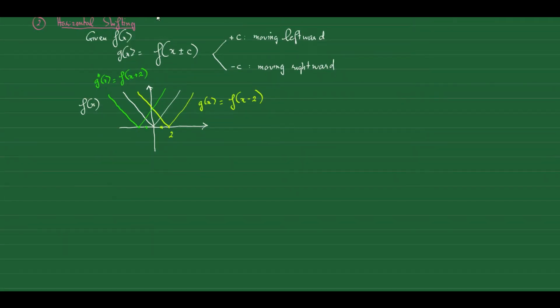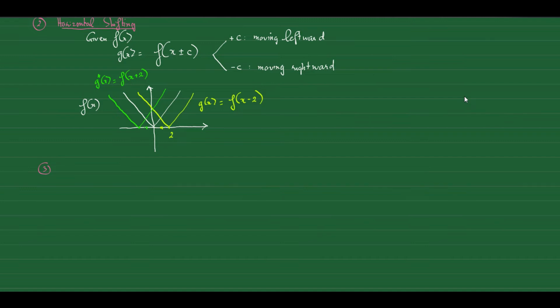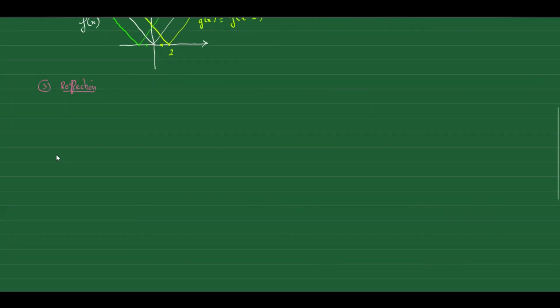Number three. The new type of transformation is the reflection. And we have two different types of reflection. There's a reflection about the x-axis, and a reflection about the y-axis.